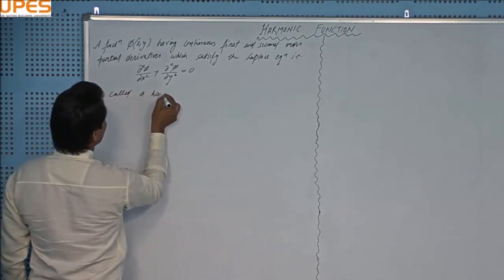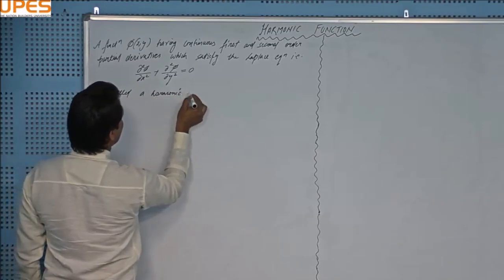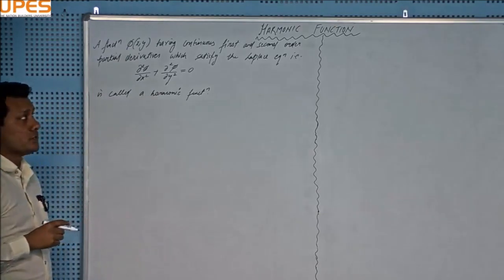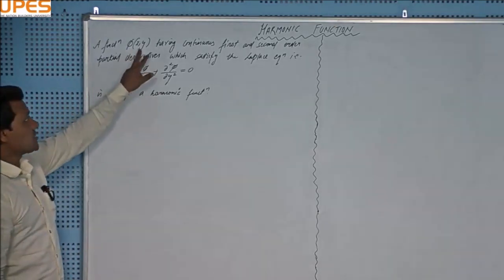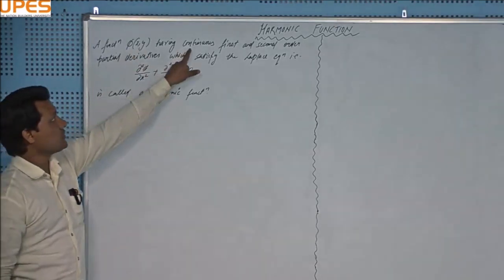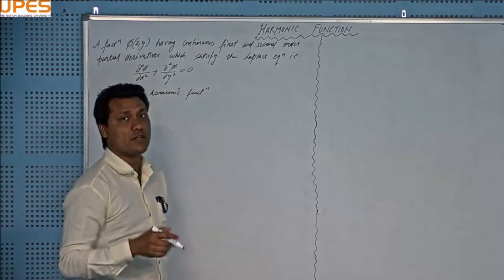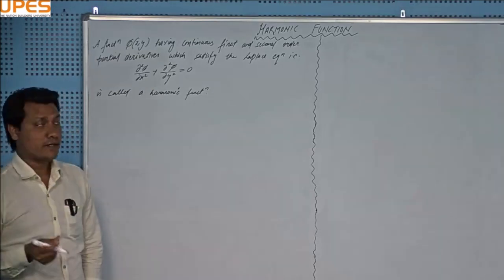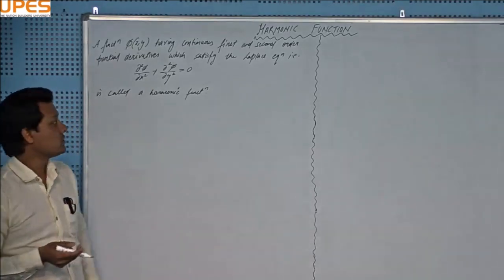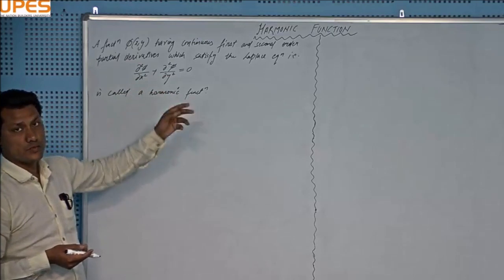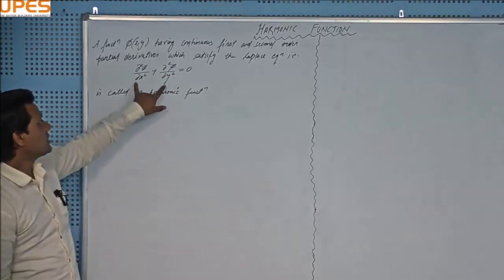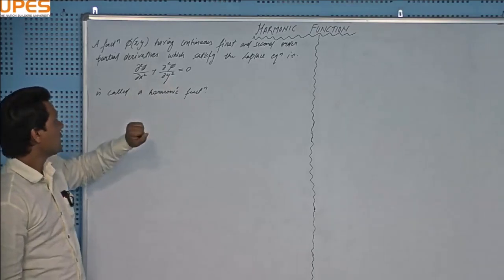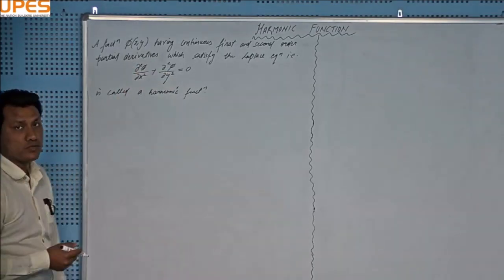a harmonic function. So you need a function of two variables x and y with continuous first and second order partial derivatives, that is del phi over del x and del phi over del y should be continuous, and del square phi over del x square and del square phi over del y square should be continuous. And if they satisfy this Laplace equation, then we say that the function is a harmonic function.